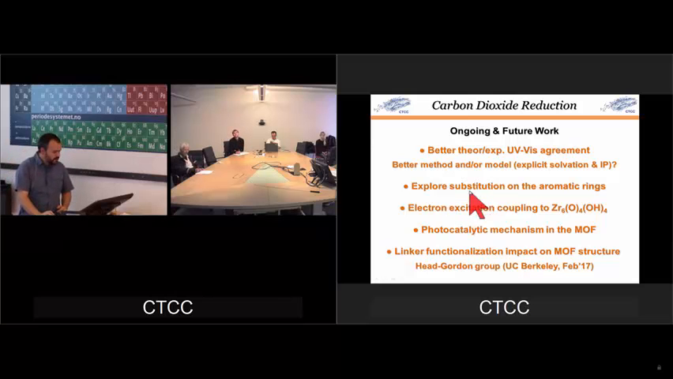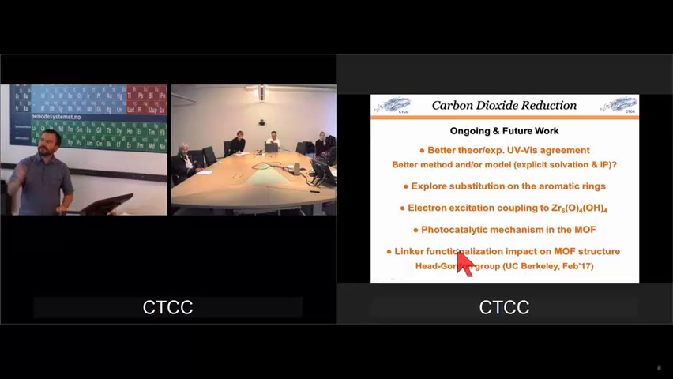More things we want to do is explore substitution on the aromatic rings. So yeah, try to develop other linkers, more linkers, then see how this electron excitation actually couples to these zirconium clusters, if there's any coupling. And that, of course, relates to the photocatalytic mechanism involved in doing this carbon dioxide reduction with a MOF.